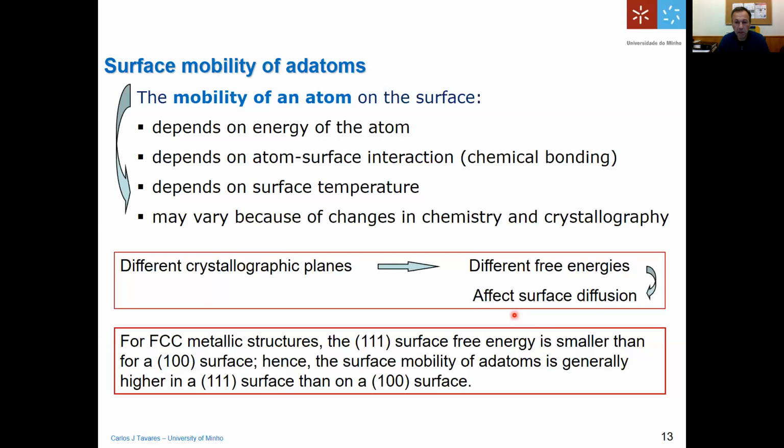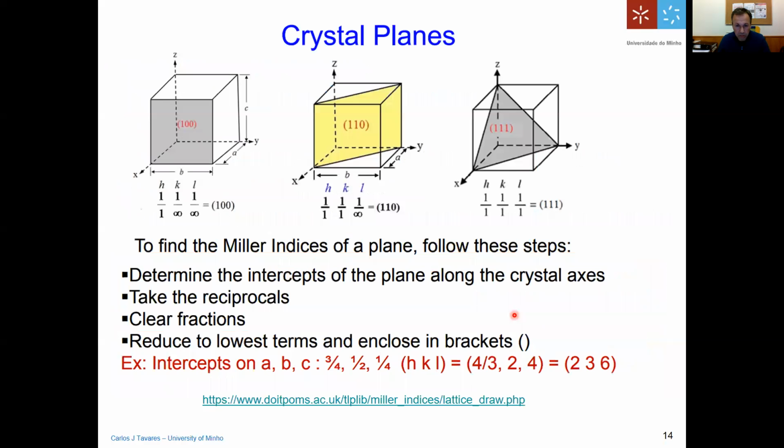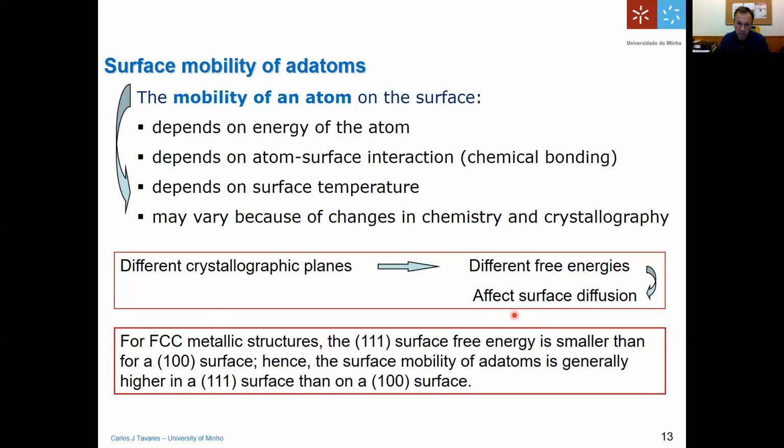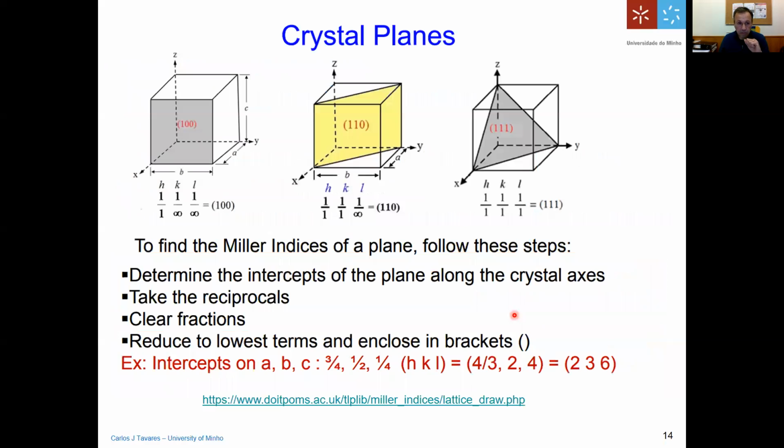So different crystallographic planes have different free energy, and this will affect surface diffusion, and it will affect the nucleation of the crystals. This is for FCC structures. Depending on the type of crystallinity, for example hexagonal or other kinds of structures, you have to look at the surface energy of the crystallographic planes, and they will give you an idea which ones will promote a higher mobility or will hinder it.